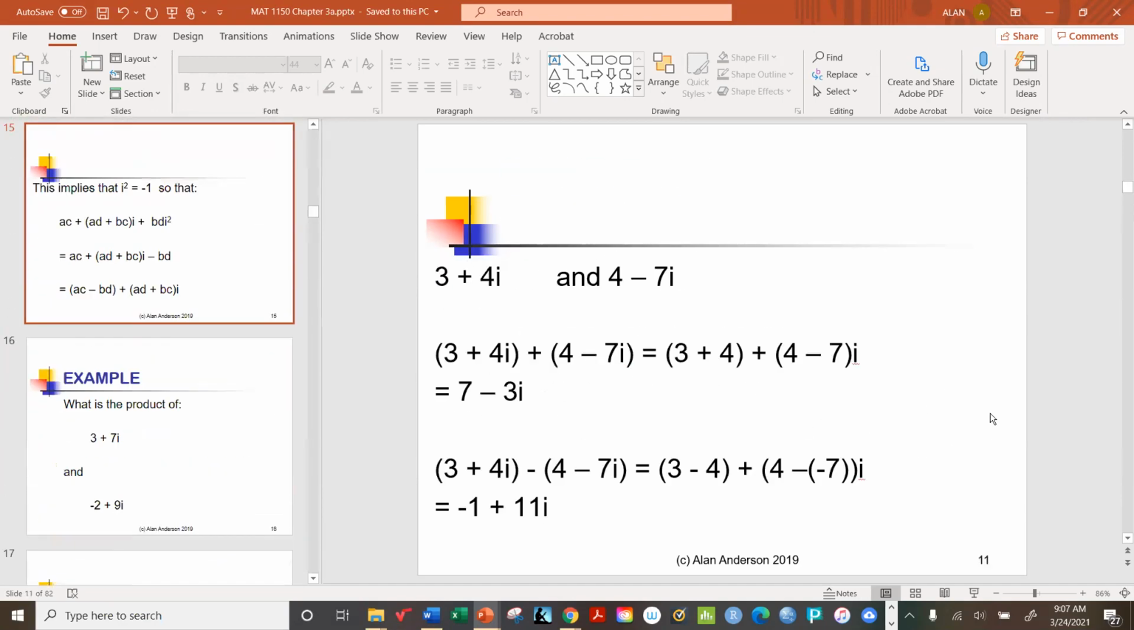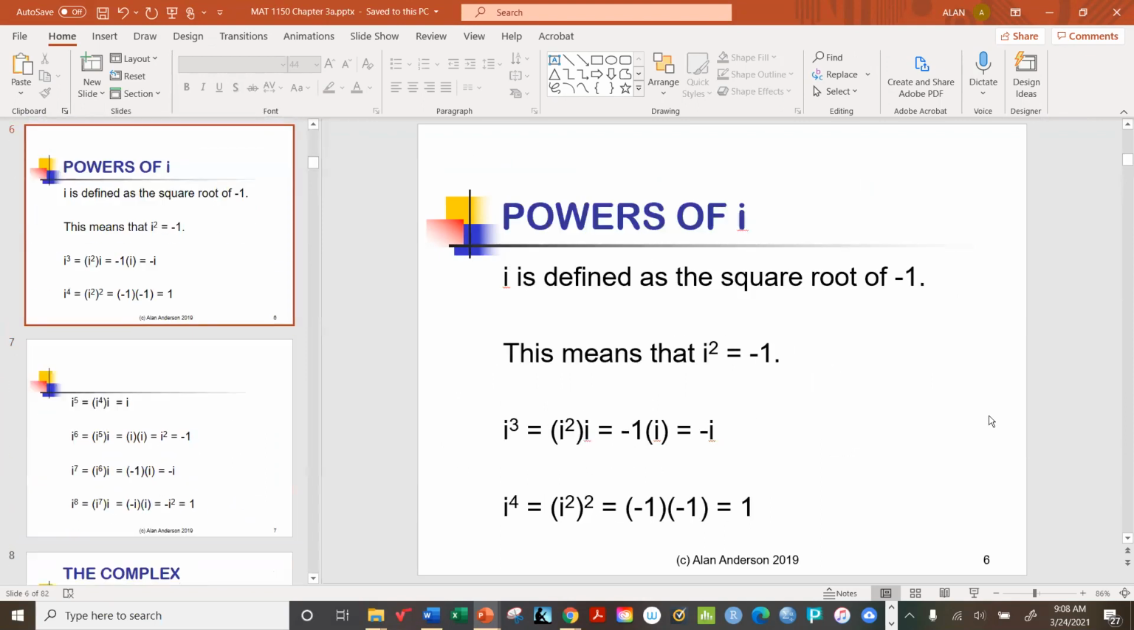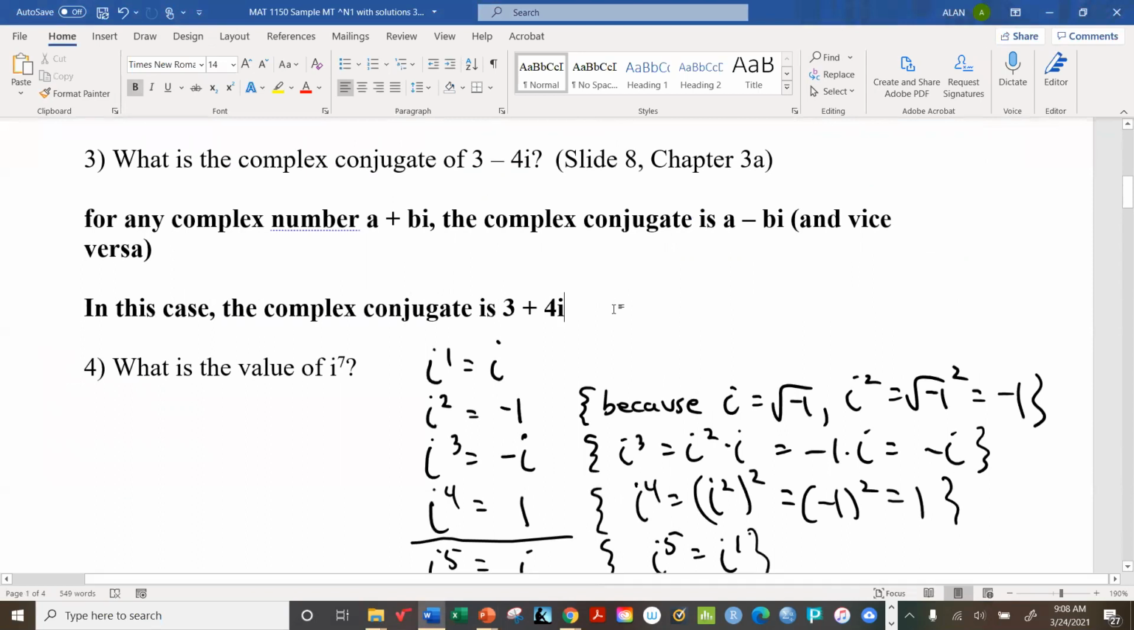No, it's here. I know. Oh, I think I found it by accident. Here it is. So start with slide 6. This is 3A, slide 6, just in case you need to go double check it.